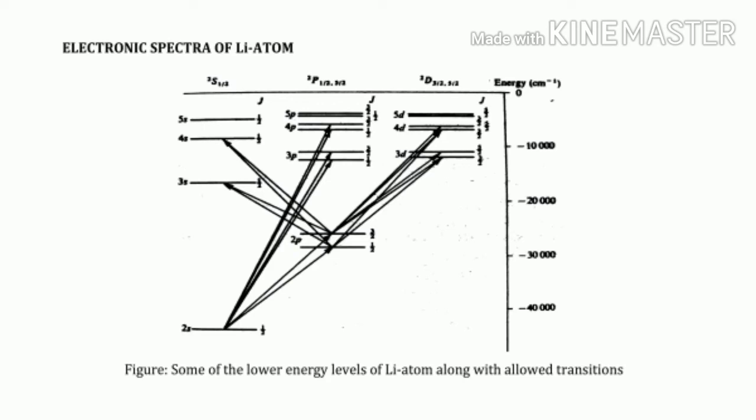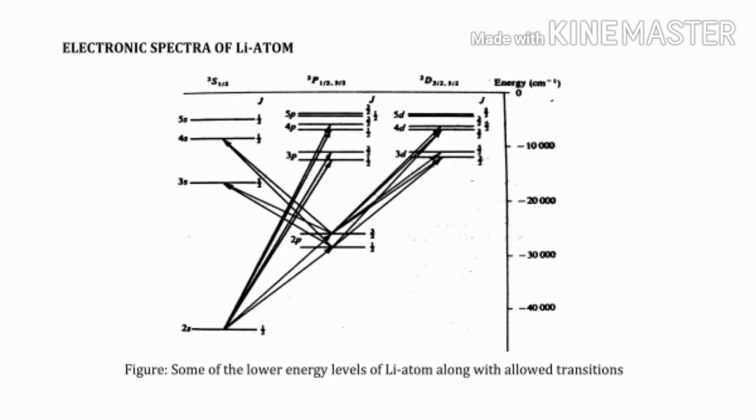The energy levels of lithium are shown here. You can see the figure represents some of the lowest energy levels of lithium atom along with some allowed transitions. Here the 1s state is filled with electrons which do not take part in spectroscopic transitions, as it requires much less energy to induce the 2s electron to undergo a transition. Therefore the 1s state is omitted.